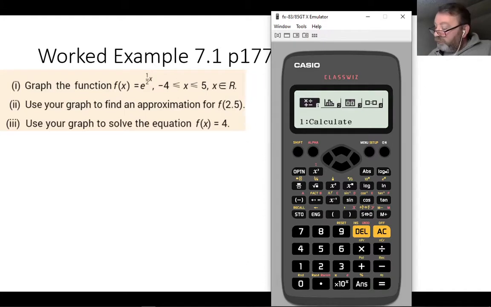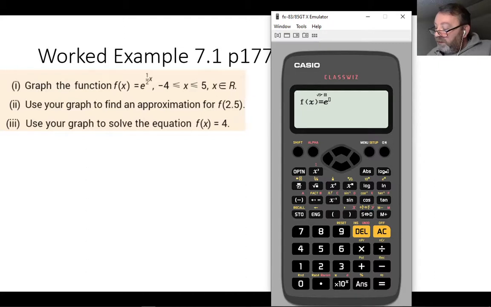I've got to turn on my function. So menu or setup, 3. Now you've got your f of x. Now it's going to wait for you to put in a function. Notice that when you want to put the x in, it's an alpha x. So you press Shift E. So there's your exponential function.